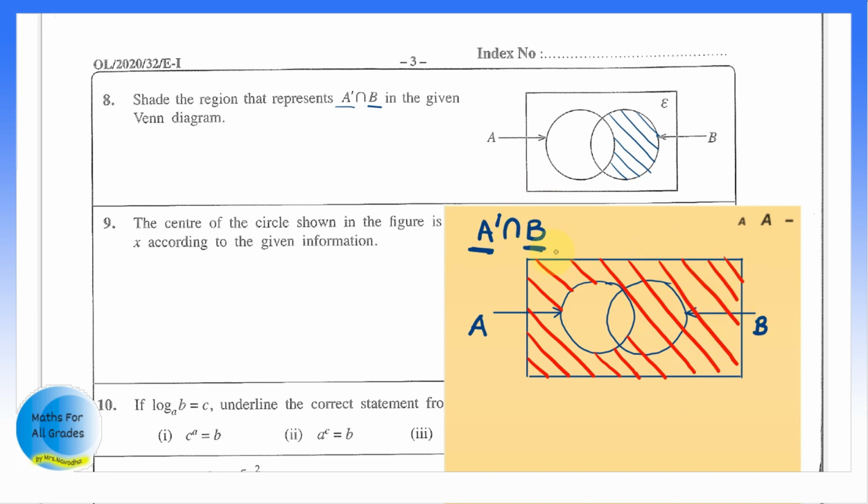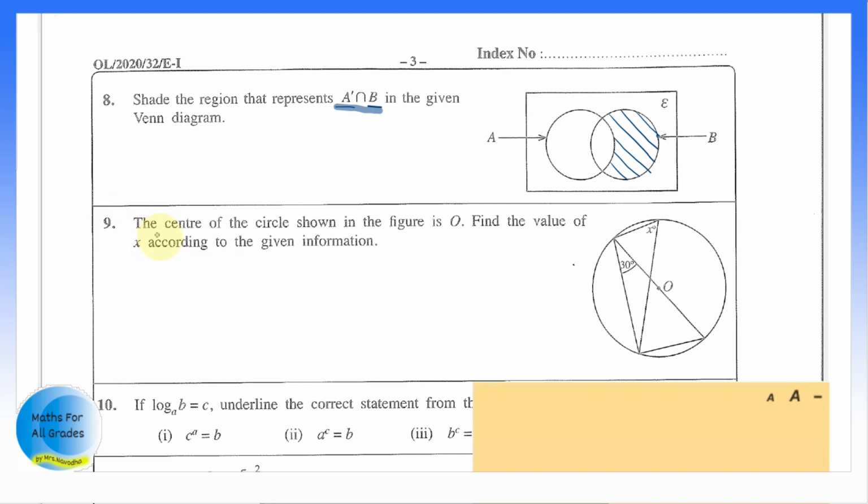Now I'm going to shade set B. So this is the circle that represents set B. We just identified A dash and B. Now we want to know what A dash intersection B is. Intersection means the elements that are common to both the A dash and B sets. So when you see this Venn diagram, you can see that a particular area is covered with both red and green lines. And this is the area you should be looking for. So that's how we can easily identify A dash intersection B.